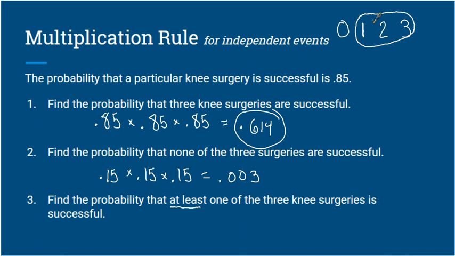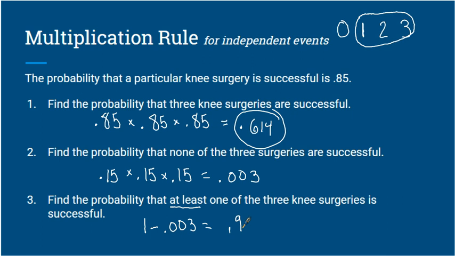Okay, so again, we can use the complement rule. I know the probability of 0 surgeries being successful. We just found it right here, 0.003. So 1 minus 0.003 would be 0.997.